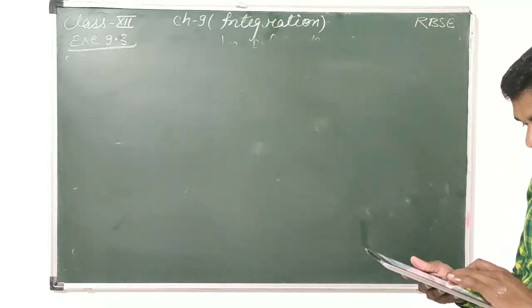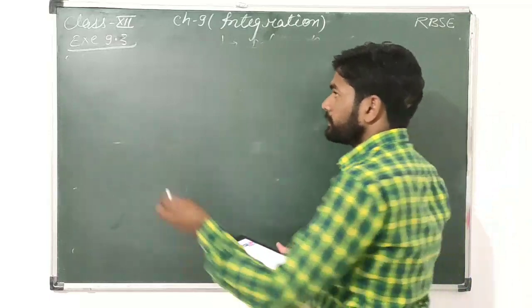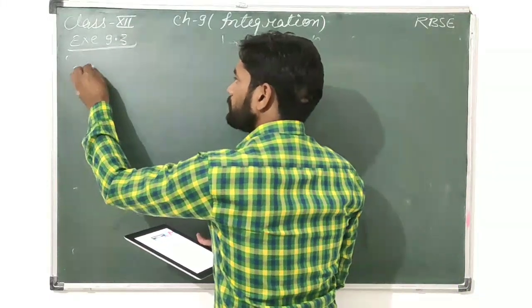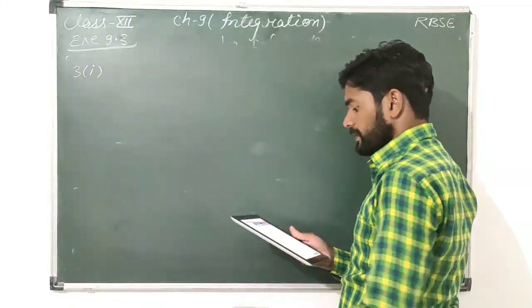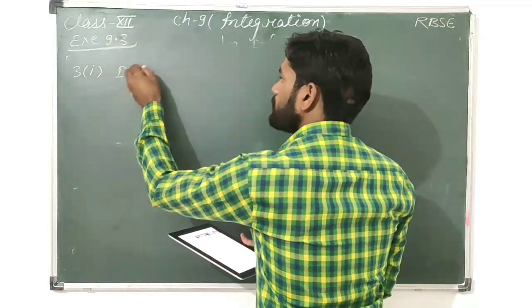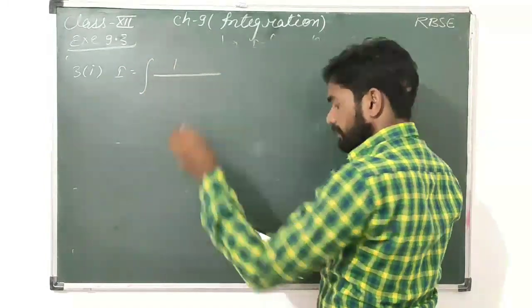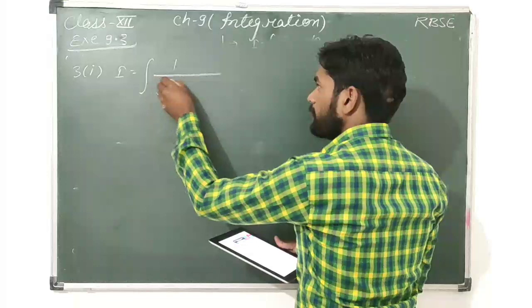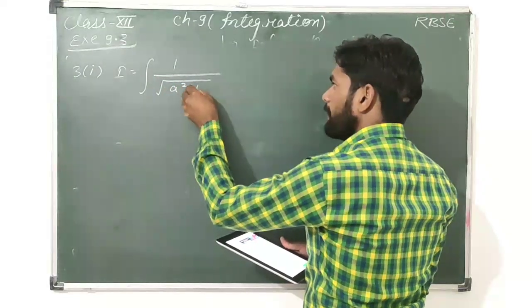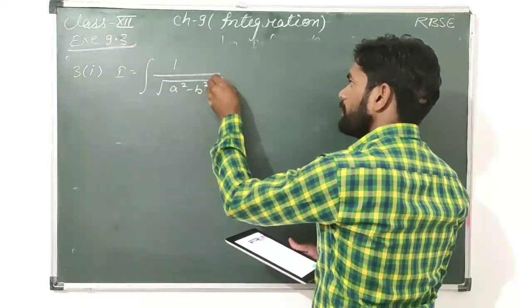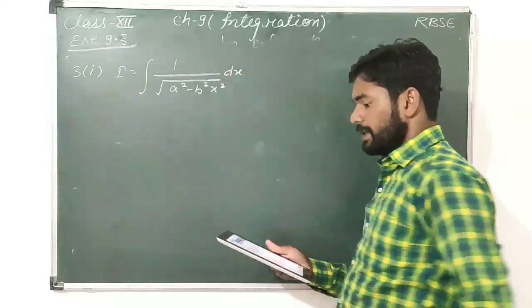Now the question number 3. Part first. I is equals to integration of under root a square minus b square x square into dx.